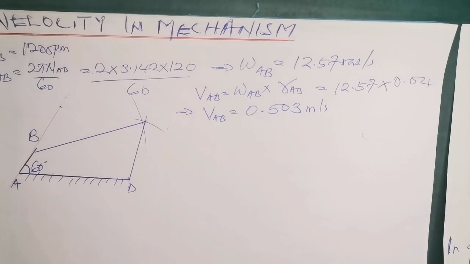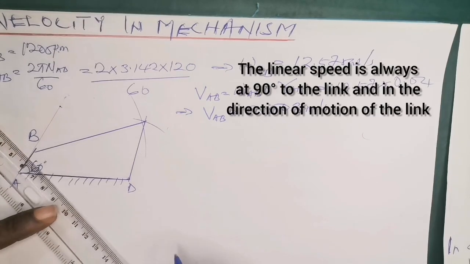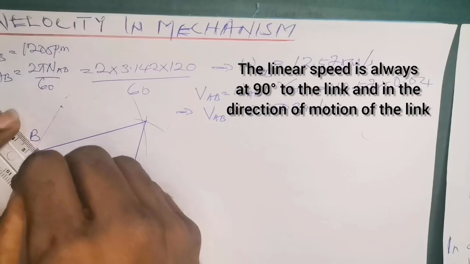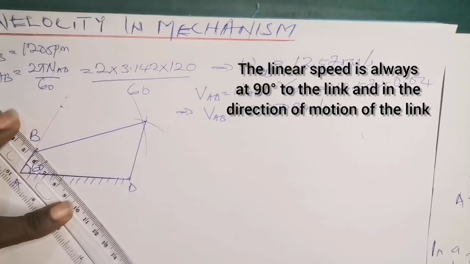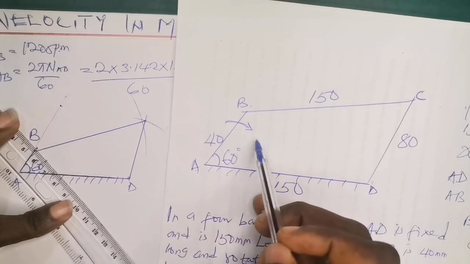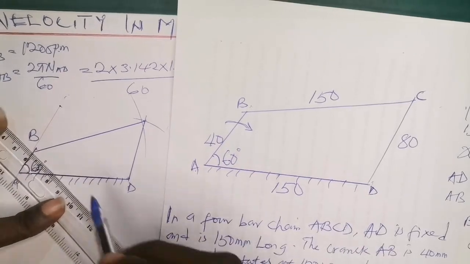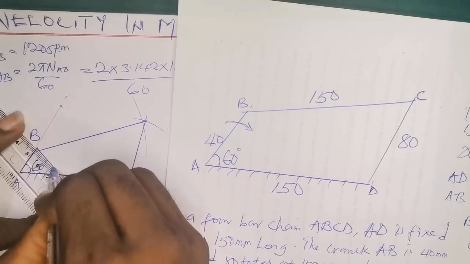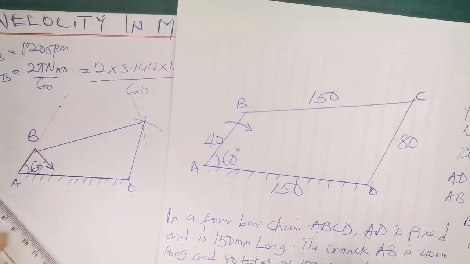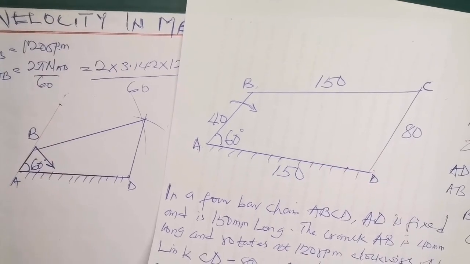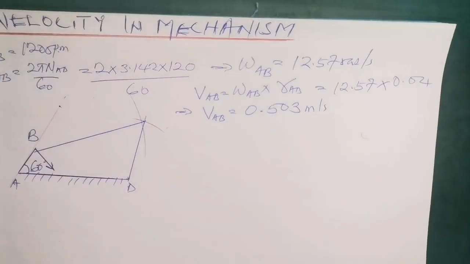So this becomes the speed of arm AB, and this speed is always going to be at 90 degrees to point B. It will be pointing in the direction of motion. Please, that's very important. Now, this arm is moving clockwise, so it's going in this direction. So we'll have that speed in the direction of motion, and it must be at 90 degrees to that link AB. So you have something like this. Now you know this velocity.